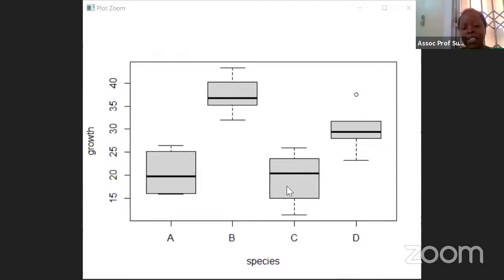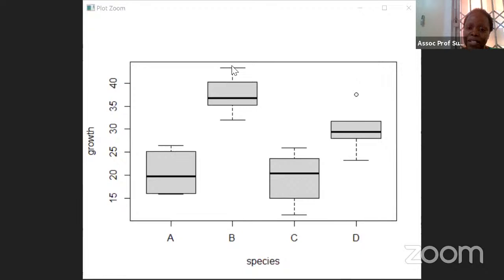The other thing I forgot to talk about is the distribution. If this black line is in the middle and the top part is equal to the bottom part, that means the data is normally distributed. So with the box plot, we are able to see the distribution of the data, either normally distributed, skewed to the right, or skewed to the left. In the first box A, this lower part is the left-hand side and the top part is the right. The top part is larger than the bottom part, meaning the data is skewed to the right.